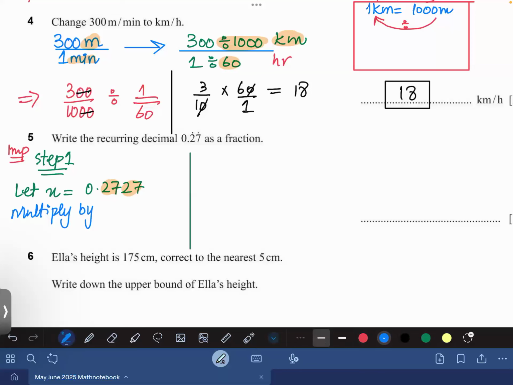Agree? So I intentionally wrote 27 two times. You can write it 6 times as well. Okay, you can write it like that too. Now I'm multiplying with 100 because two digits are repeating.